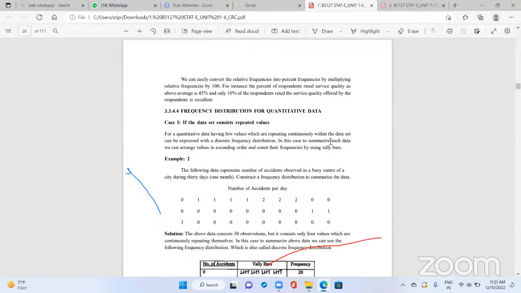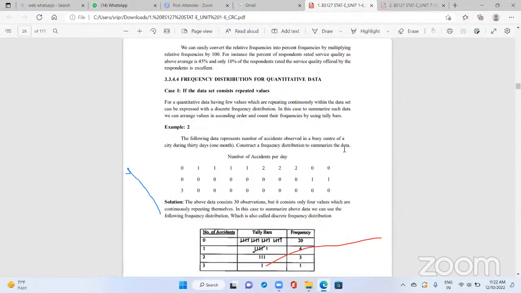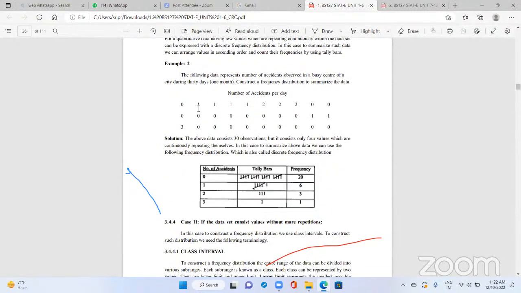In this case, to summarize such data, we can arrange values in ascending order and count their frequencies by using tally bars. Here you can see 0. So how many zeros are there? 1, given as one line. Next to 1, 0, next to 1, 0. After 4 is completed, you give the cross mark. So this complete set indicates 5 members. Next 5 members, next 5 members, total is 20.